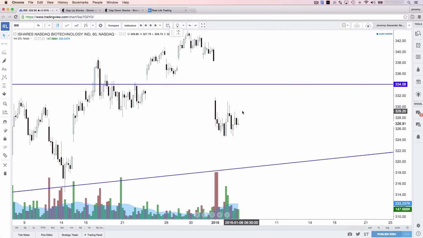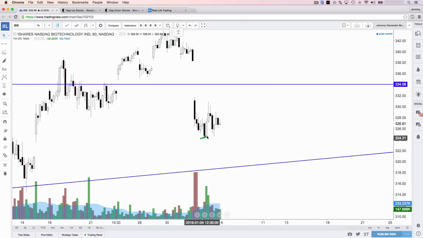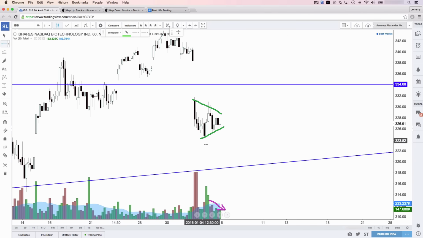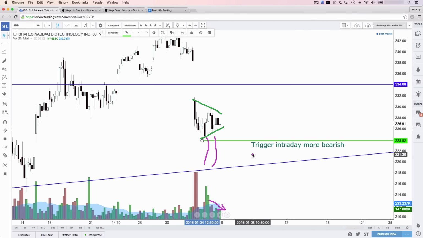What can we do today? Well, again, understanding the hourly chart, you'll see that the volume is declining a little bit, and we're getting a little bit of a pennant pattern looking thing. So if the IBB were to gap down and open below, let's say, 323.82, you'll notice that anyone who bought on that hourly candle and that hourly candle would be trapped. So likely that would be a pretty bearish gap, one that you could take bearish.